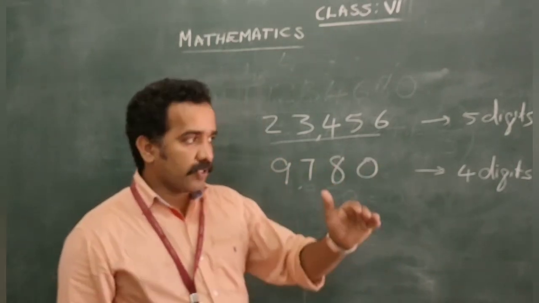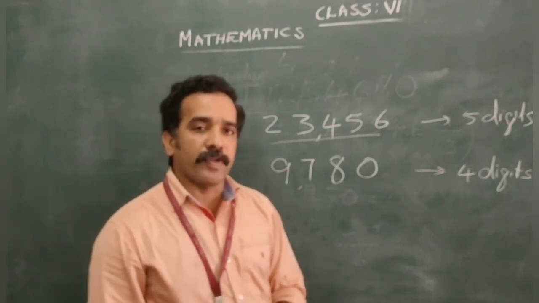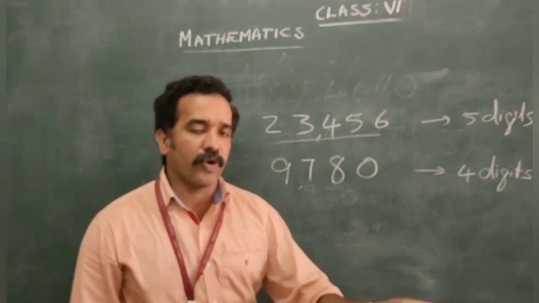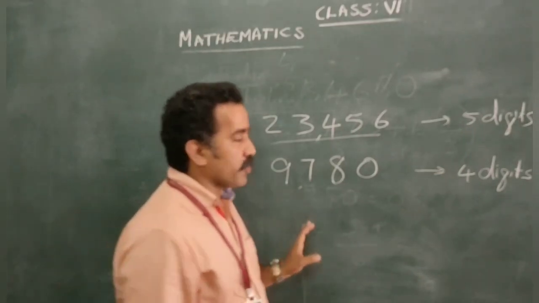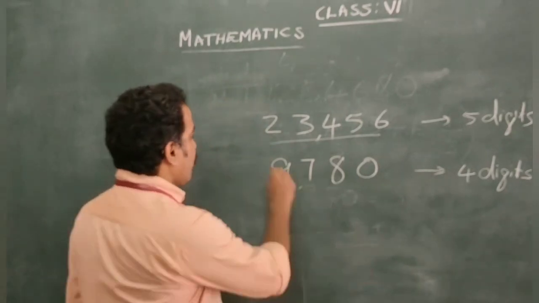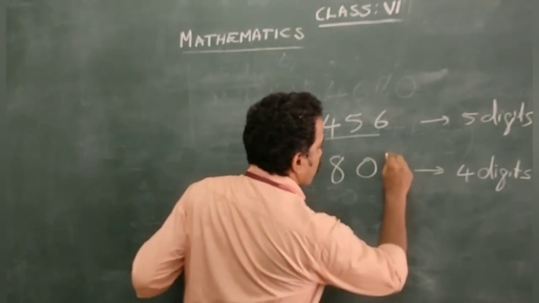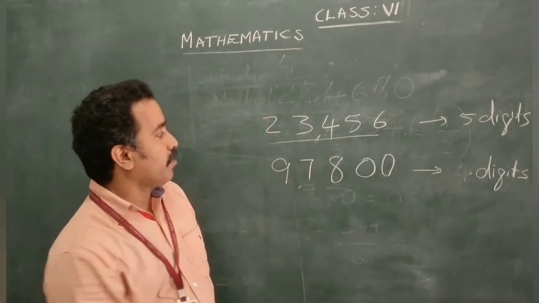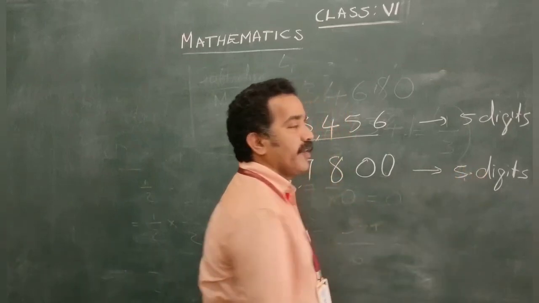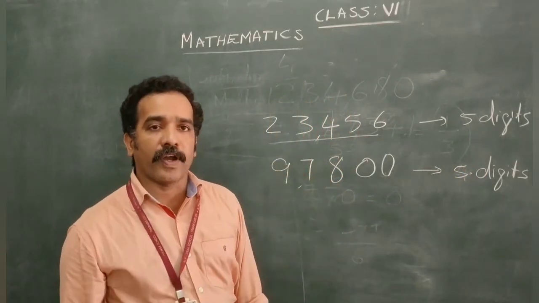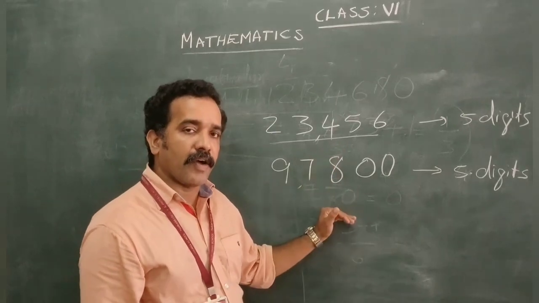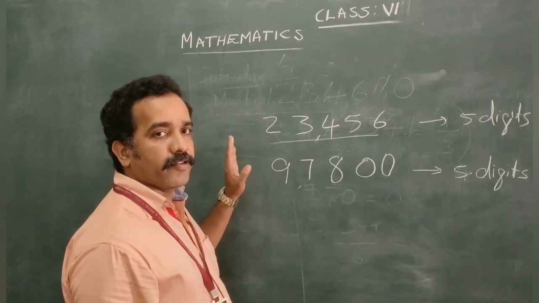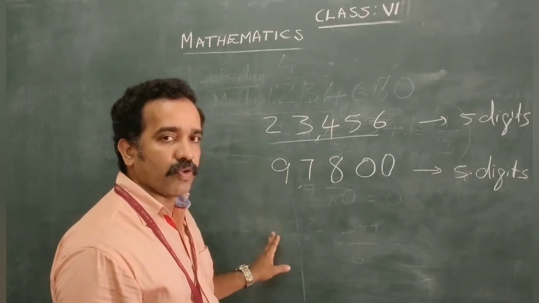Suppose both the numbers have the same number of digits, then we have to go for the next step. Suppose this number is also having one more digit. In that case, both the numbers have 5 digits. If both the numbers have 5 digits, go to the next step, that is, look at the leftmost digit, that is the highest place value.